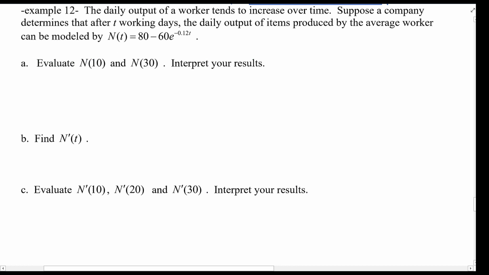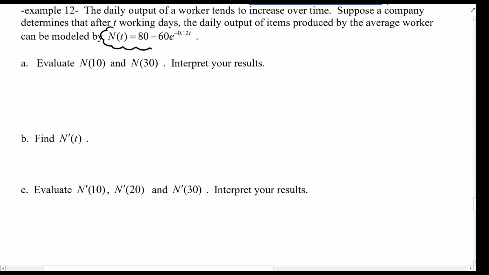Example 12. The daily output of a worker tends to increase over time. Suppose a company determines that after t working days, the daily output of items produced by the average worker can be modeled by N of t equals 80 minus 60e raised to the negative 1/200 t power. A. Evaluate N of 10 and N of 30. Interpret your results. So let's start off with just the A part before I read the B and C.